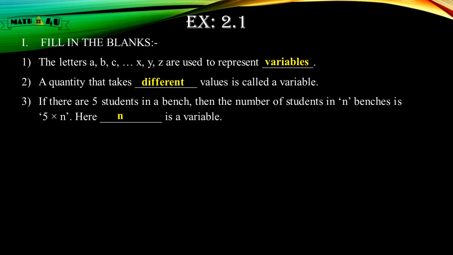Exercise 2.1. Fill in the blanks. The letters a, b, c, etc. are used to represent variables. Next, a quantity that takes different values is called a variable. Next, if there are 5 students on a bench, then the number of students in n benches is 5 into n. Here, n is the variable.